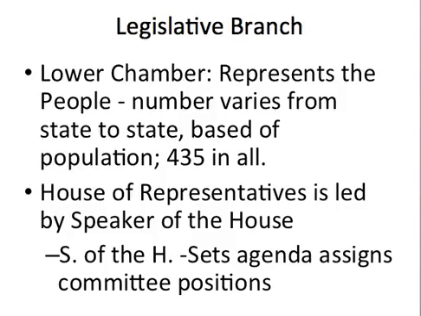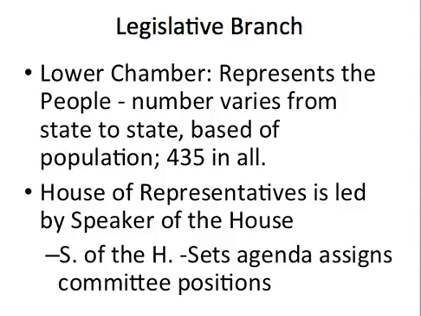The lower chamber is the House of Representatives. They represent the people. The number of members of the House varies from state to state. It's based on population. So, for example, states with a large population, say California, might have up to 54 representatives, whereas states with a very small population, say Montana, might only have one representative. Overall, every state has representation. Just the bigger the population, the more representatives. In all, there's 435 members of the House of Representatives.